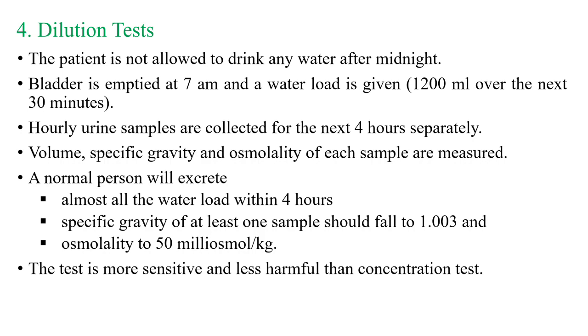Next is the dilution test. The patient is not allowed to drink any water after midnight. Next, we ask the patient to empty the bladder at 7 a.m. and then give a water load of 1200 ml over the next 30 minutes. Then we take samples every hour, one sample per hour up to 4 hours. The volume, specific gravity and osmolality of each sample are measured.